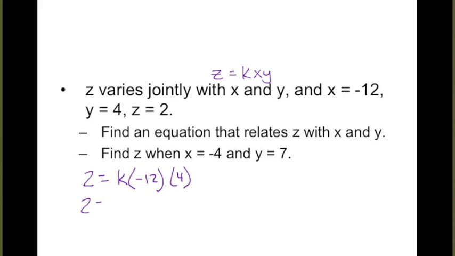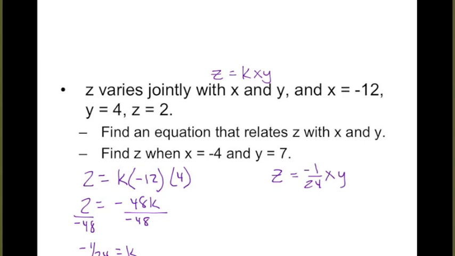So I can do my multiplication and get negative 48k and divide by that negative 48 to get that k is negative 1/24. But that's not an answer because it didn't tell us just to find k. It wants an equation that relates z with x and y. So we want an equation with z, x, and y. So z is equal to negative 1/24 xy.